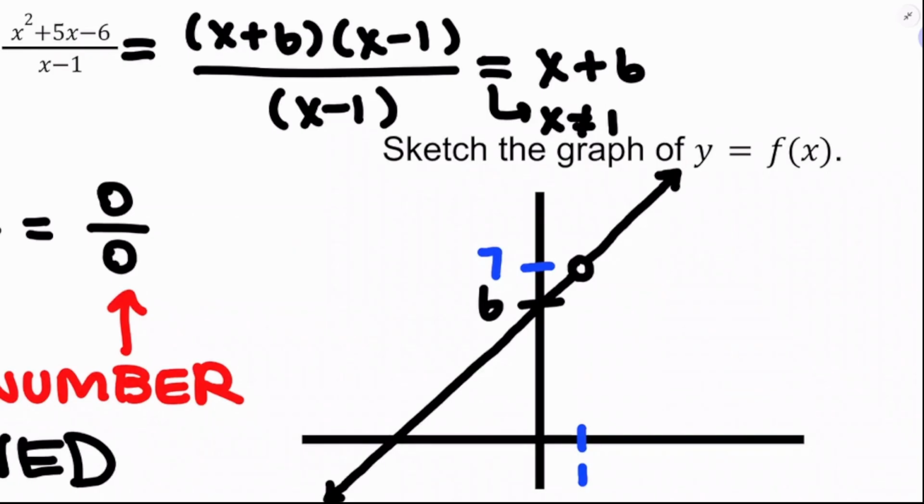And then the notation we're going to use is a limit. Although we're not really defining the meaning of the limit in this class, we are going to be using the notation. So the limit as x approaches 1 of f of x is going to be equal to 7.